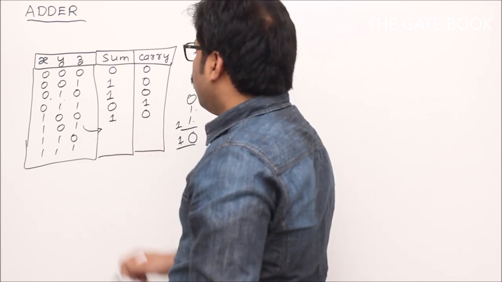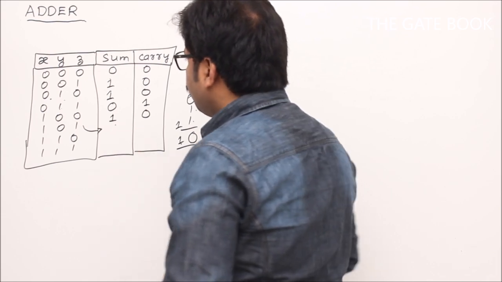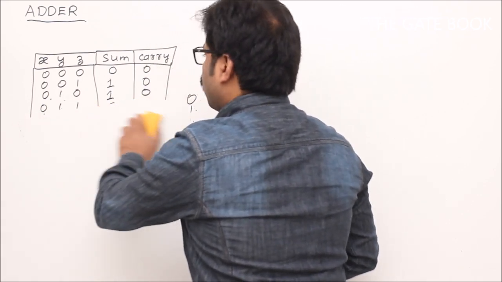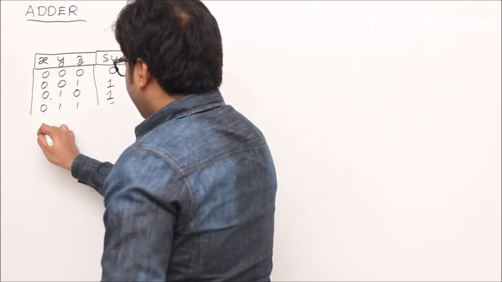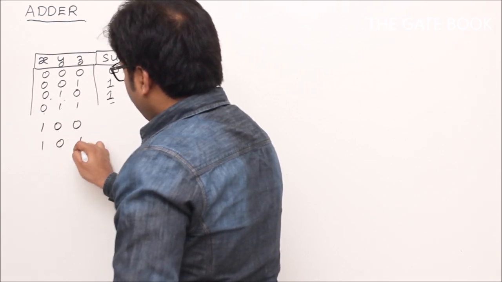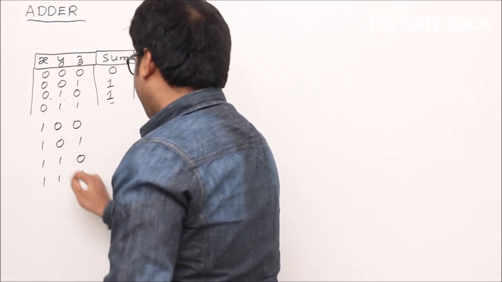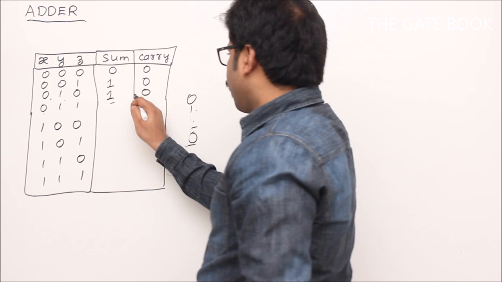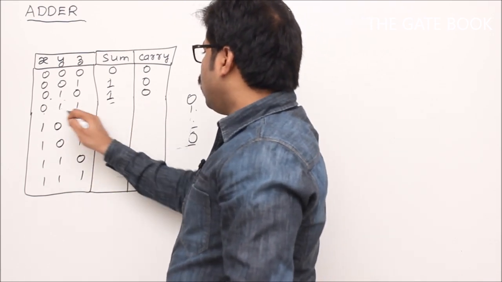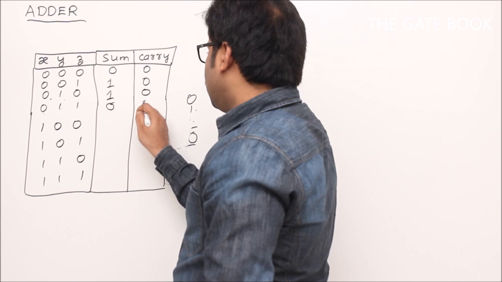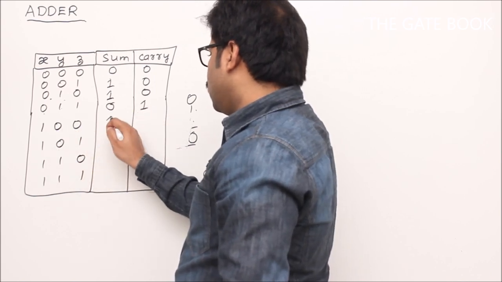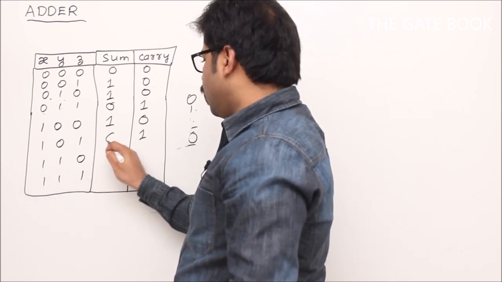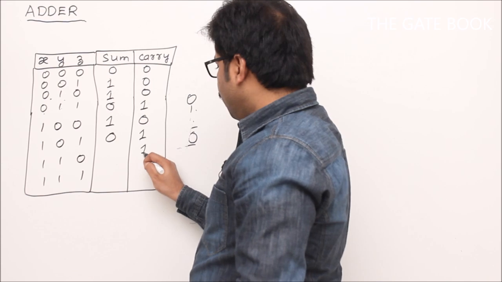Now we are here. 1 0 1, sum is 0. Let me write 0 1 1 and 1 0 0, 1 0 1, 1 1 0, 1 1 1. Right, so with 0 1 1, sum is 0, carry is going to be 1. When you have 1 plus 0 plus 0, sum is 1, carry 0. 1 plus 1, there is a carry 1, but sum is 0. 1 plus 1, again there is a carry, but sum is 0.